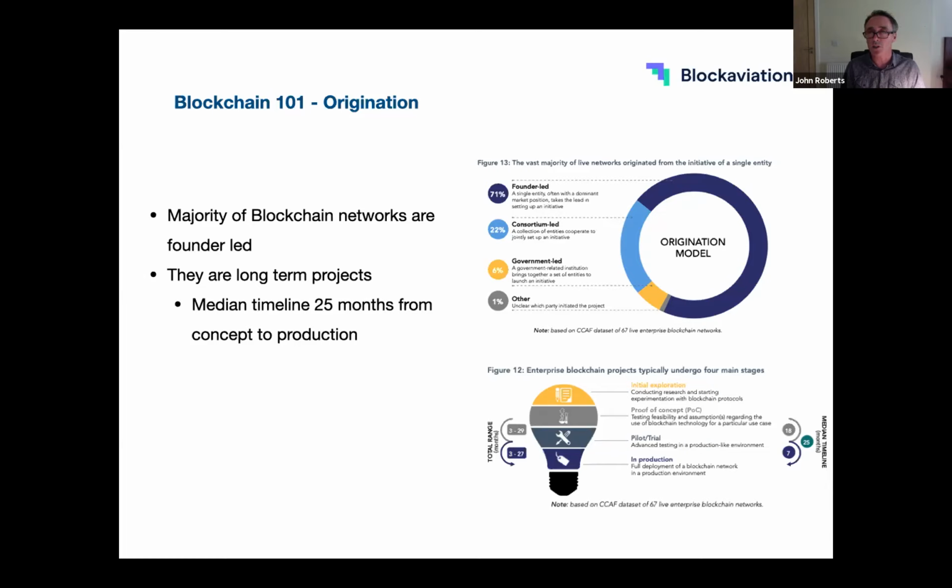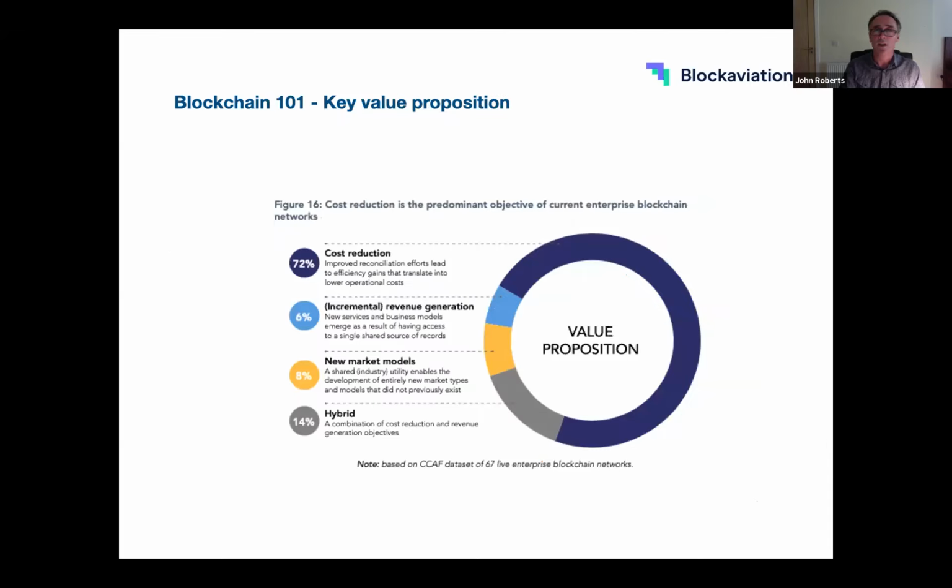So the majority, as we said, of cases tend to be founder-led and to have that catalytic approach to getting the live blockchain networks. The key value proposition for the moment, so where is the focus? The focus is on cost reduction, and cost reduction is achieved through reducing the amount of reconciliation efforts that are required. So documents having to be duplicated, documents having to be checked and rechecked, which I think in aviation there's a clear use case for that.